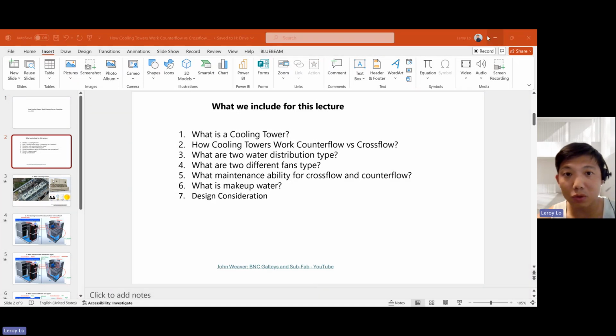As you can see here, we will talk about what is included in this lecture: number one, what is a cooling tower and how the cooling tower works; number two, counterflow versus crossflow; and then number three, what are the two water distribution types, for the headers and sprayers as well. And number four, what are the different fan types? And number five, what's the maintenance availability for the crossflow and counterflow? And then number six, what is the makeup water for? And then number seven, the design considerations when you're picking between these two.